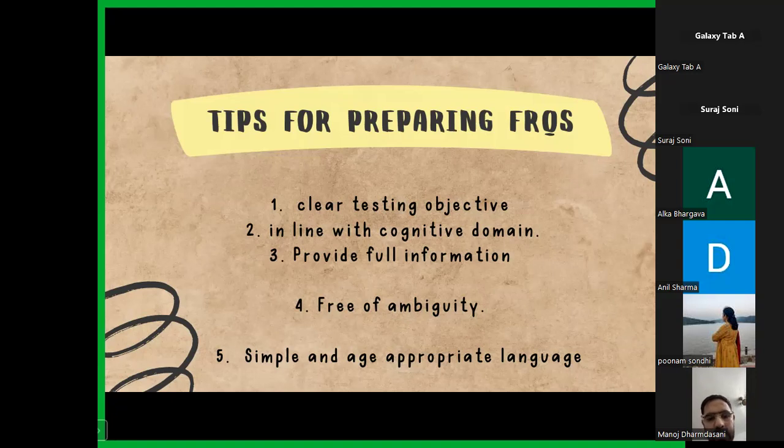And as I use the word domain, the second important thing for preparing FRQs is that the question has to be in line with the cognitive domains. I'll talk about the cognitive domains in the next slide, right? Also, for FRQs especially, though it is important even in MCQs, since it is just, we say, a one-line question or whatever, we must provide full information.